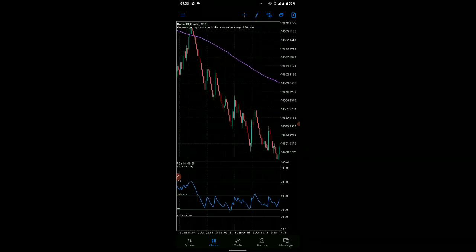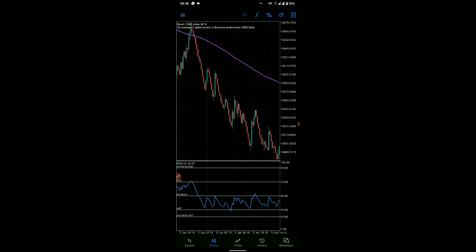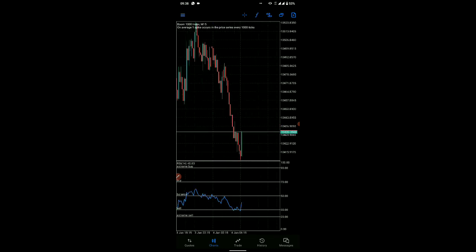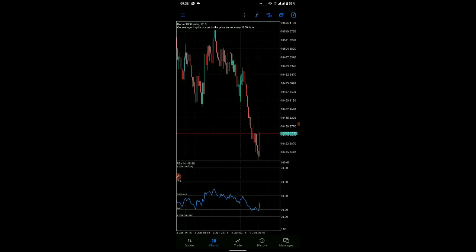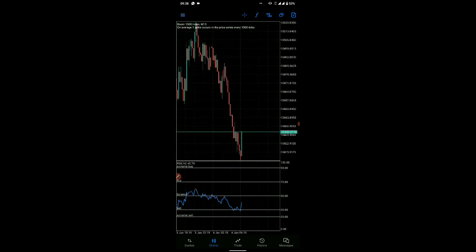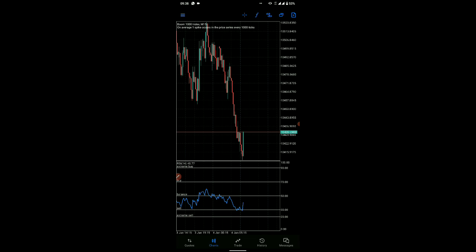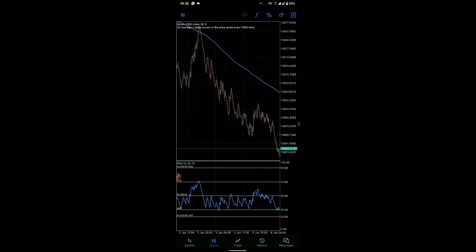The first one is the main chart analysis, and the second one is the indicator analysis and your money management skill. Right, first we're gonna look at the indicator, the main chart analysis.